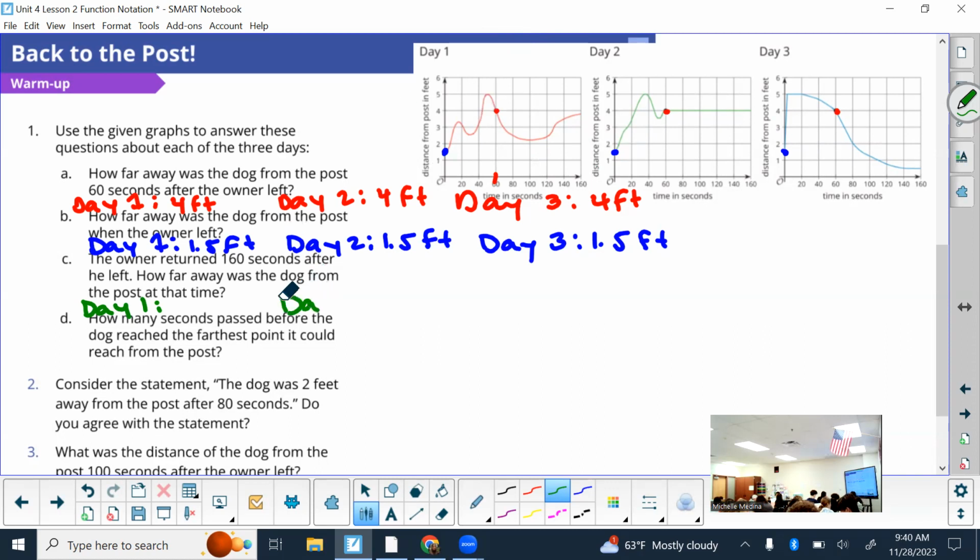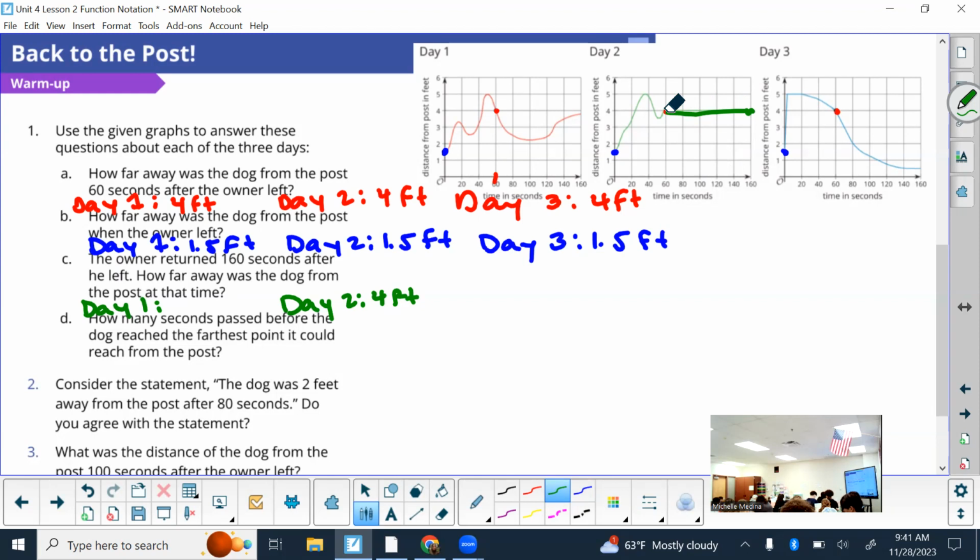Table 8, for day 2, the owner returned 160 seconds after he left. How far away was the dog at that time on day 2? Okay, well, let's see. So on day 2, here's 160 seconds. See where it touches on the line? It touches here. What's that distance? So on day 2, it was 4 feet. That makes more sense. So also look at the day 2 graph. Notice there was no change in the distance from the post here. That's why it's flat. There's no increase. There's no decrease.